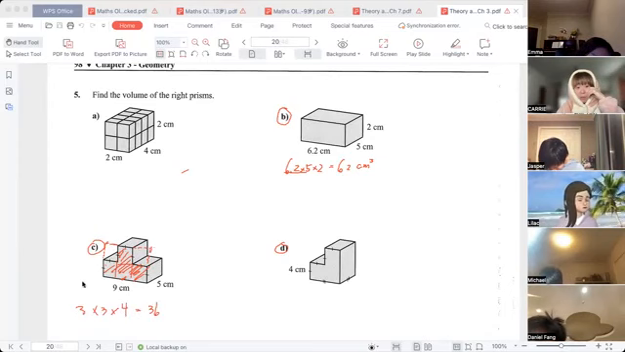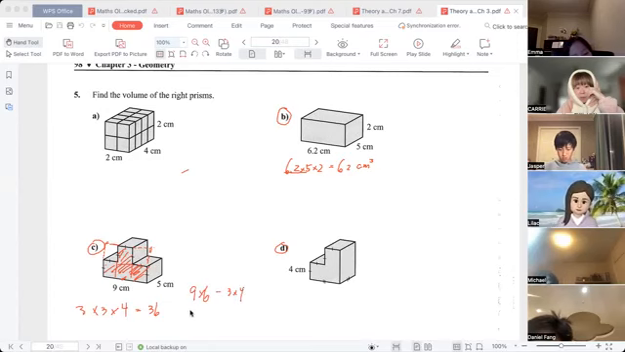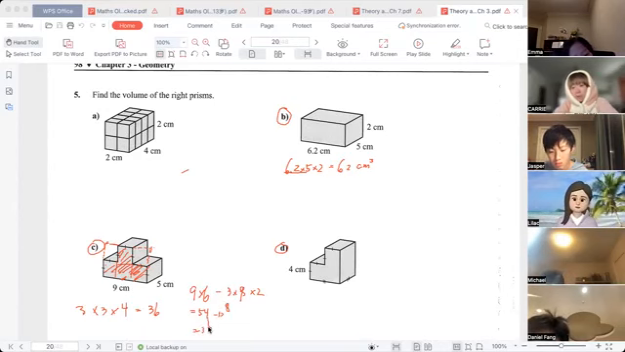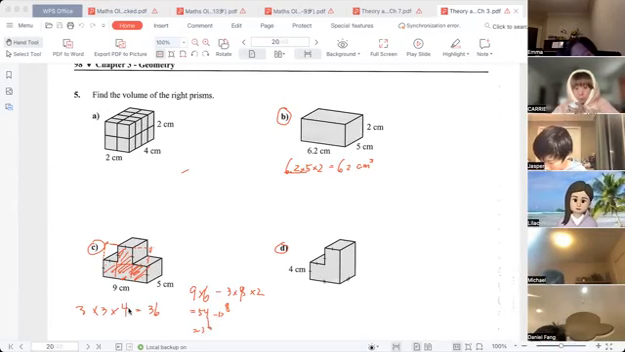Or you can do a bigger one. So 9 times 6 minus 3 times 4. So equals 54 minus 18. 3 times 3 times 2 equals 18. So the answer is still 36. Okay, it's up to you. Which one do you like better? It doesn't matter. Got it, Jasper?